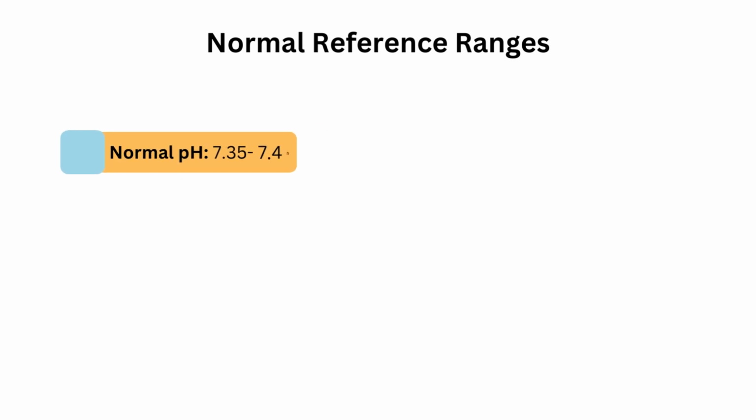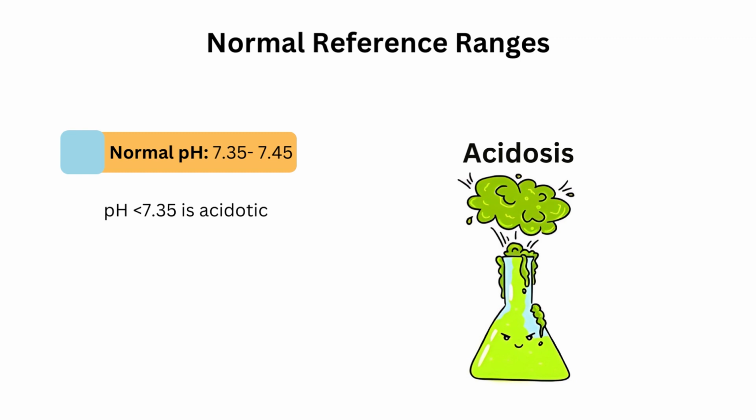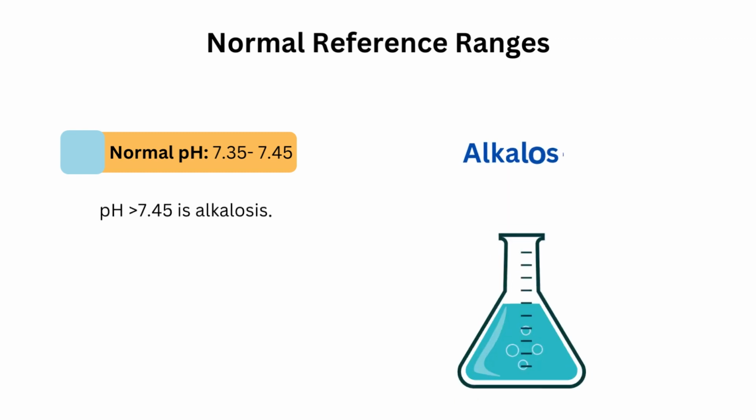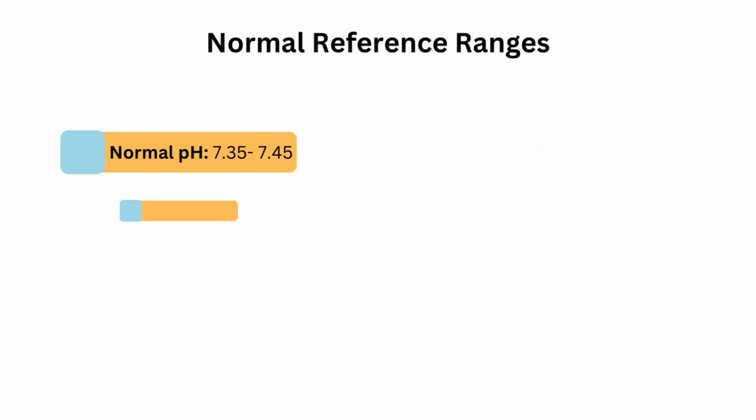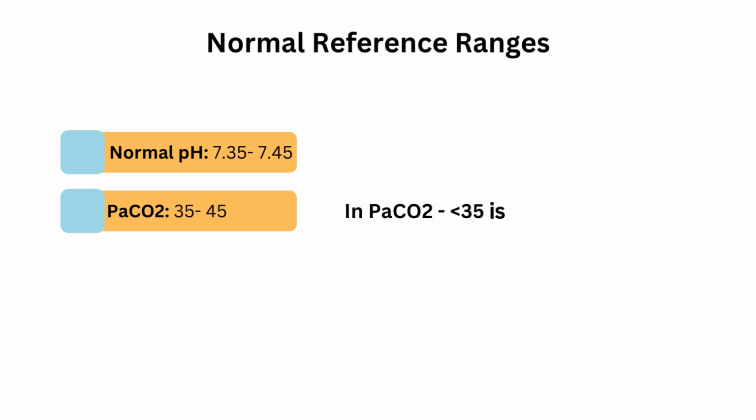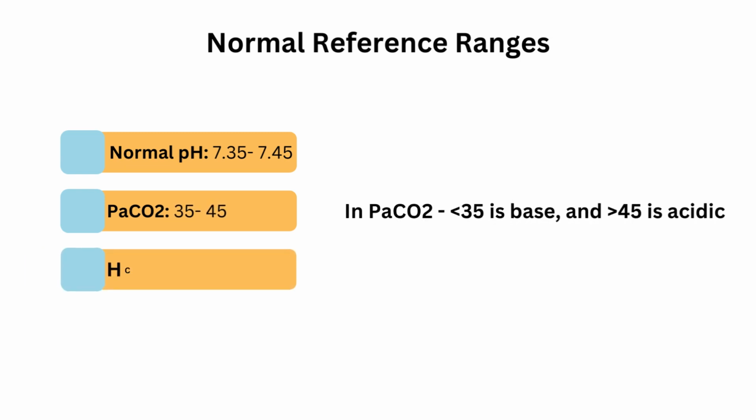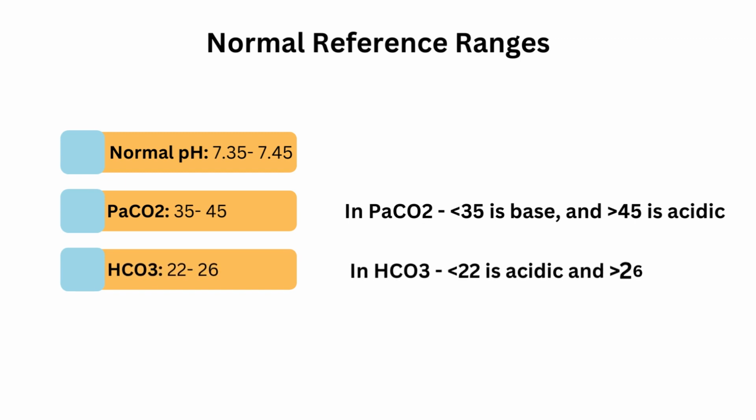The normal range for pH value is 7.35 to 7.45. Anything below the reference range is called acidosis and above the reference range is alkalosis. For PaCO2, anything below 35 is basic and more than 45 is acidic. In bicarbonate, it is opposite. Anything below 22 is acidic and more than 26 is basic.